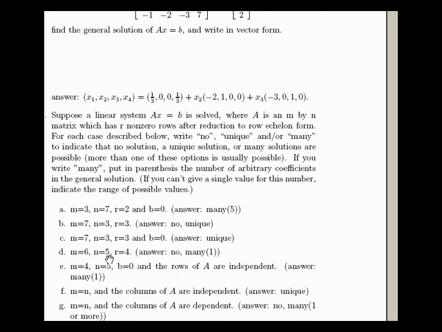And finally, 6 equations, 5 unknowns. When you reduce it down, you have 4 non-zero equations. So there could be no solution if one of the last 2 b's is non-zero, but assuming that doesn't happen, if it's consistent, then there'll be 5 minus 4, which is 1 arbitrary constant, so there'll be many solutions. So there'll either be no solution, or if there's any solution, there's one arbitrary variable.